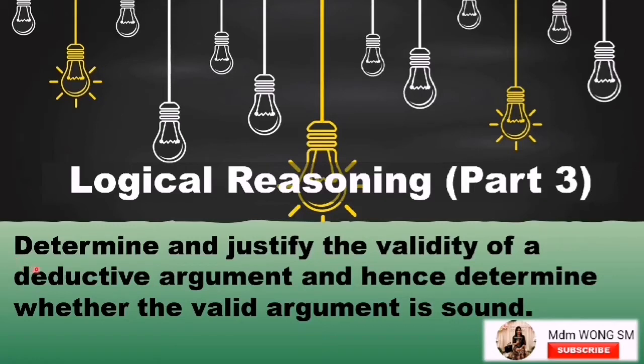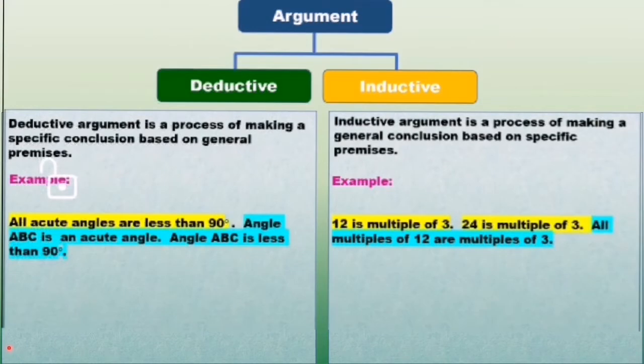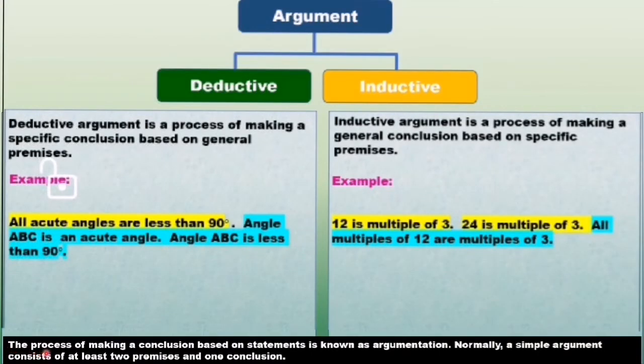In this video, you are going to learn how to determine and justify the validity of a deductive argument and hence determine whether the valid argument is sound. The process of making a conclusion based on statements is known as argumentation. Normally, a simple argument consists of at least two premises and one conclusion.